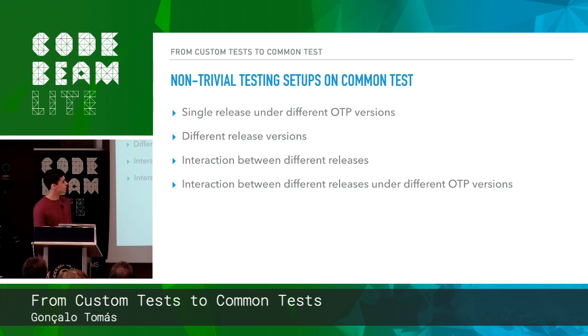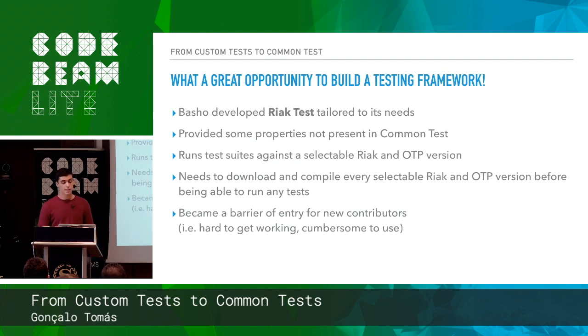One thing is single releases under different OTP versions. This one has an easy cop-out. We typically use something like Travis CI or Circle CI to just test our systems under different environments, which may include different Erlang versions. But if we start to think about testing different release versions or testing the interactions between different releases, it's going to start becoming more and more complex to do that using just common tests. And this is basically what led Basho to develop Riak Test in a way that was tailored to what it needed at the time.